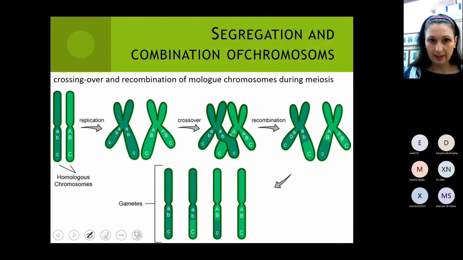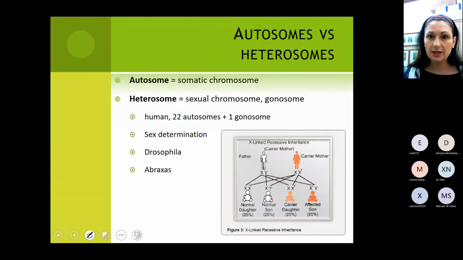So again, combination and segregation. Now we are getting to the question of autosomes and heterosomes. I have mentioned that we have 23 pairs of chromosomes.